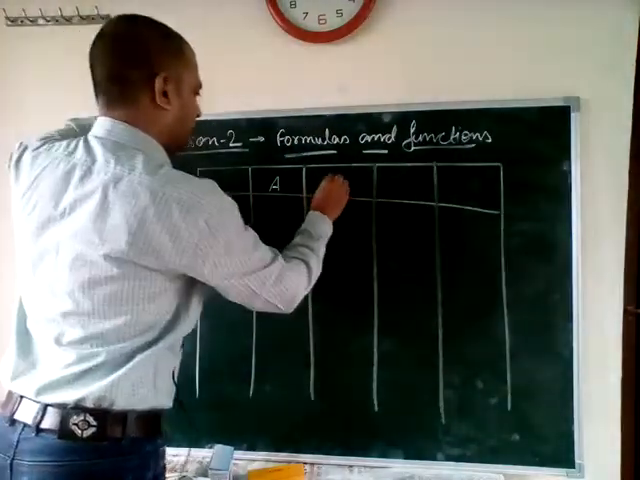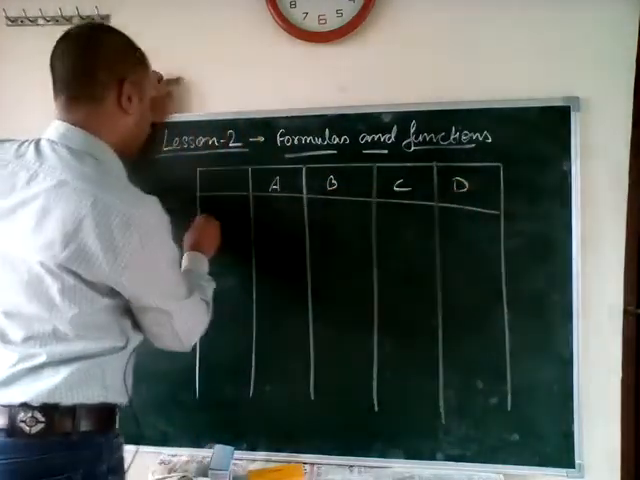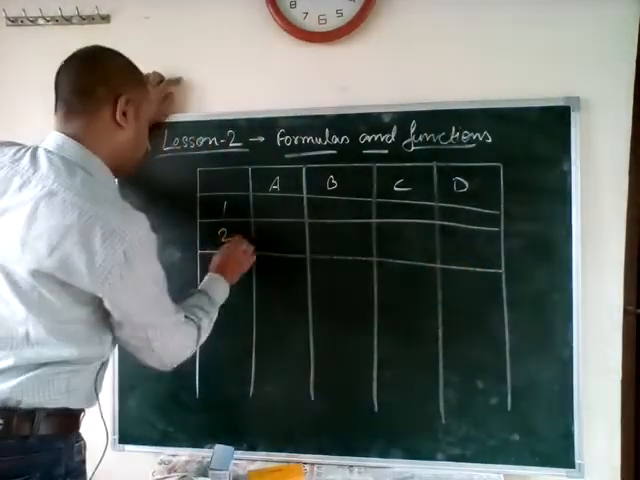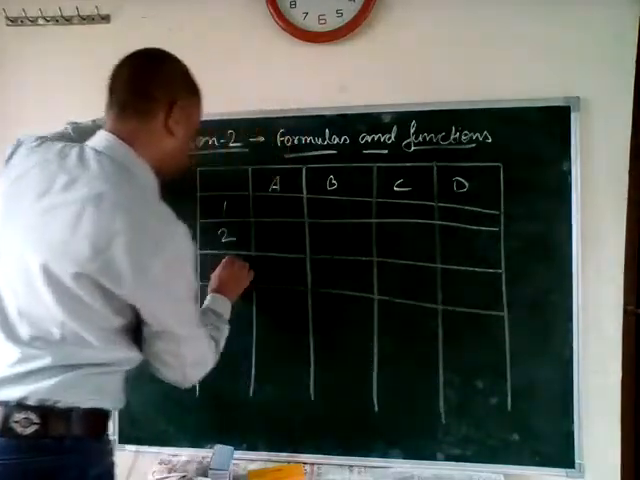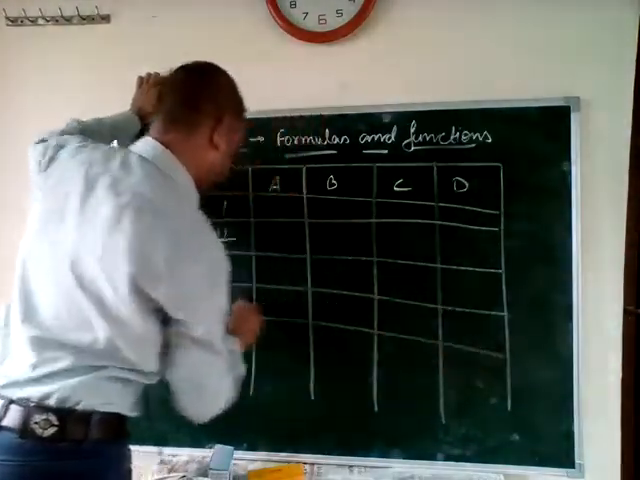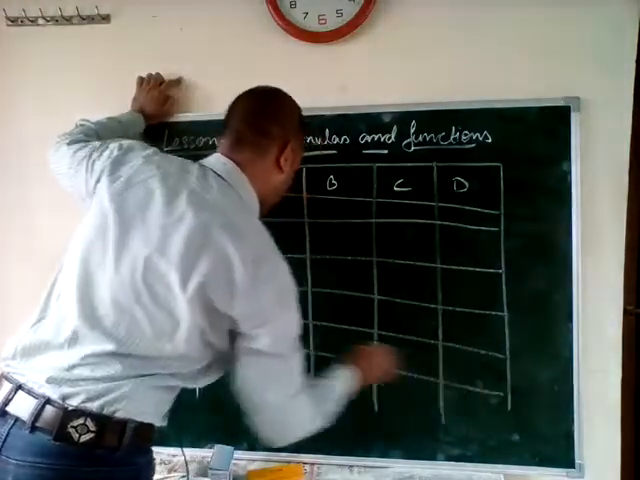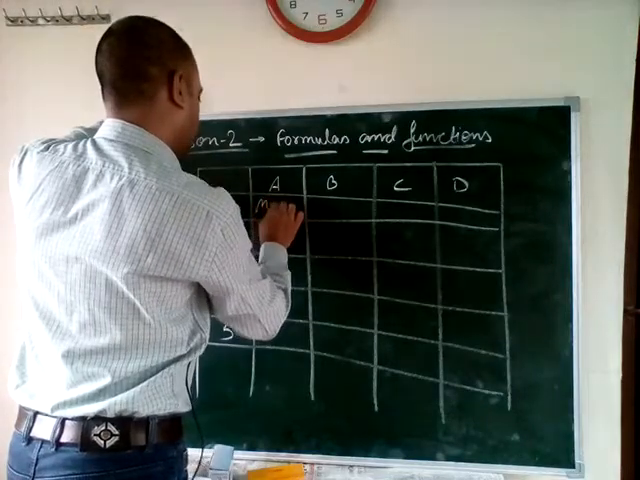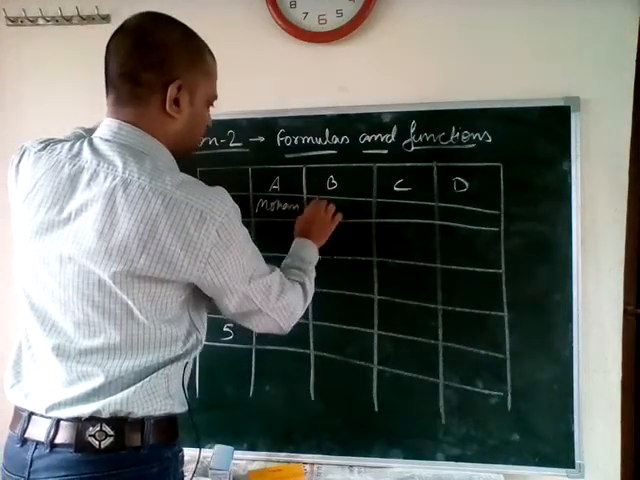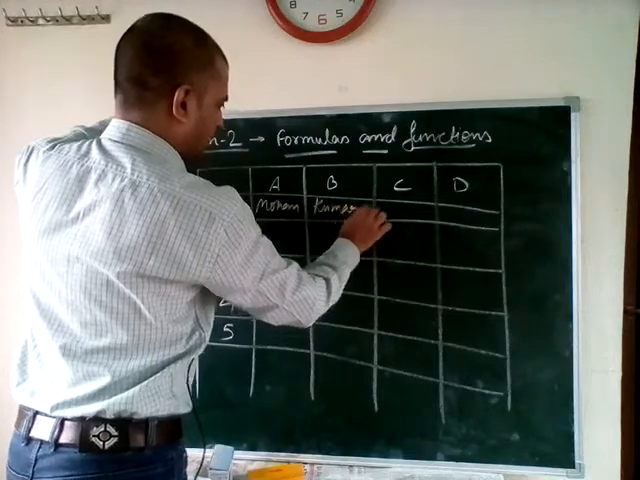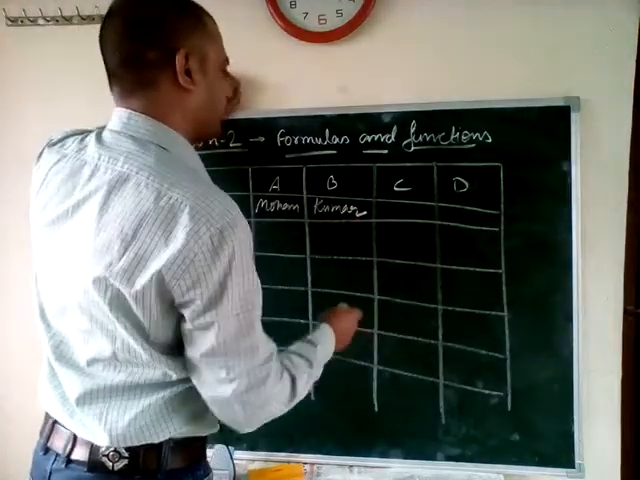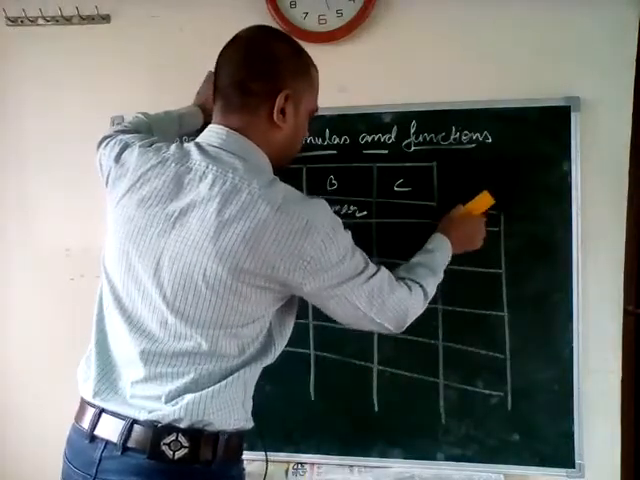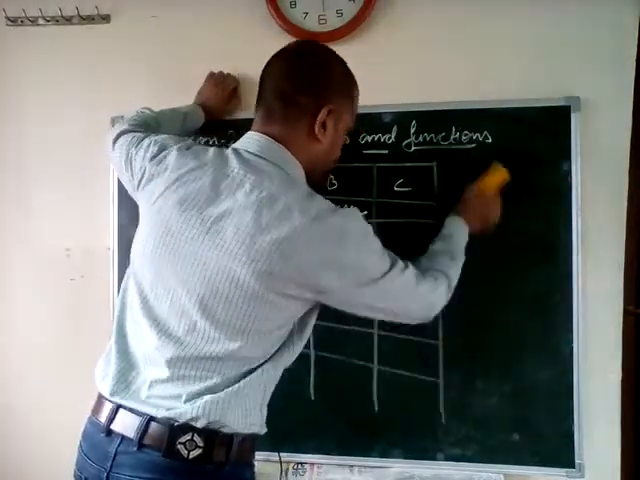This will be A, B, C, D, and this will be 1, 2, 3, 4 and 5. If you have written here Mohan, Kumar, so what is the text formula? I am erasing the D column to show you, as I need some space here.